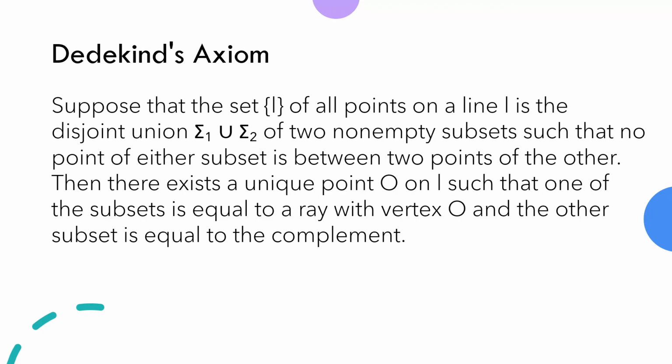So there is a no-gap guarantee. This axiom ensures that geometric lines are complete. They have no missing points. Everywhere you expect a point to exist, based on the ordering of nearby points, there actually is a point.